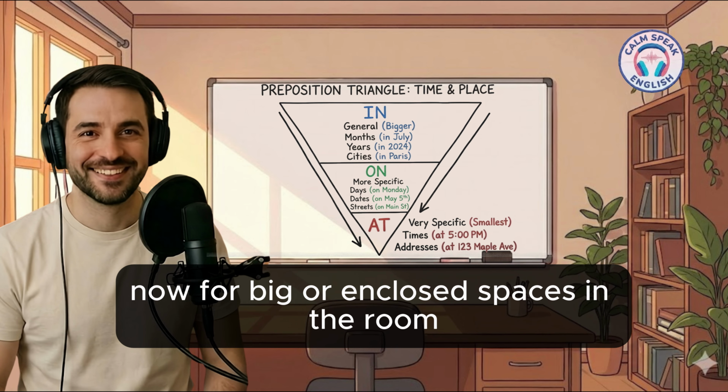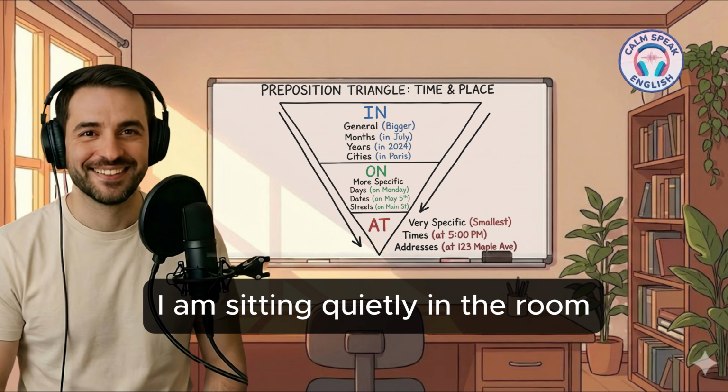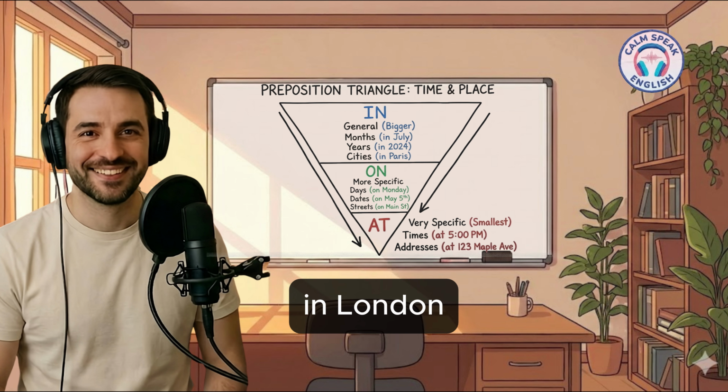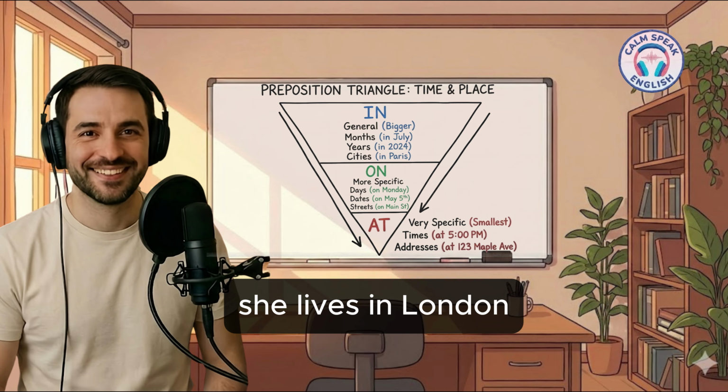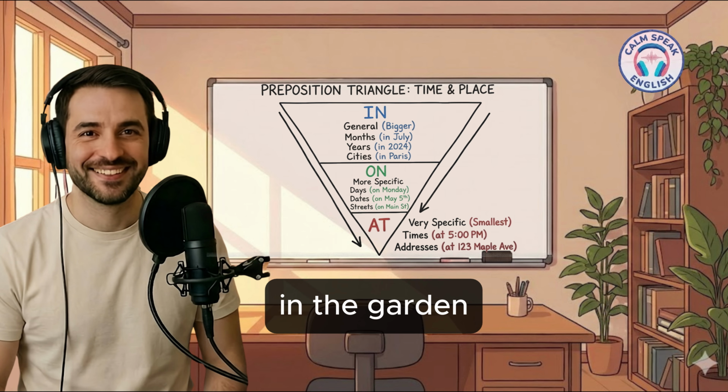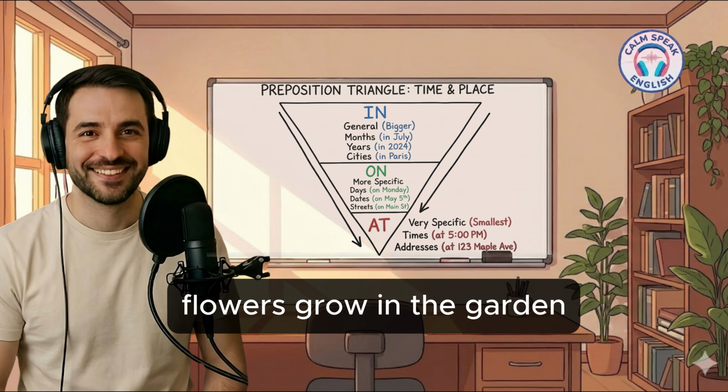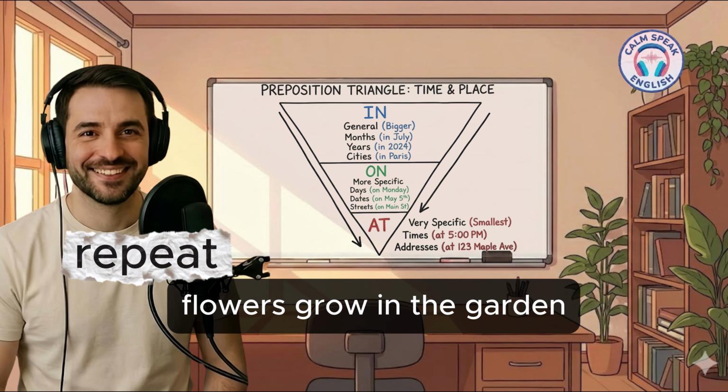Now for big or enclosed spaces. In the room. I am sitting quietly in the room. In London. She lives in London. In the garden. Flowers grow in the garden.